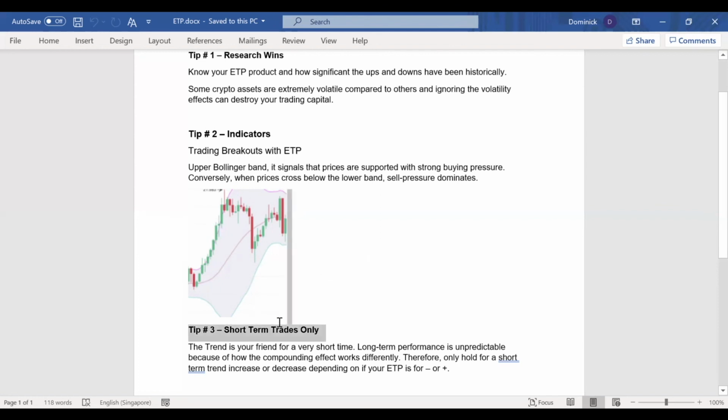And tip number 3, this is a short-term play. So for someone who's looking at BTC going bullish in the next 2 weeks, I would recommend you do futures, but the trend is your friend for a very short time. Long-term performance is unpredictable because of how the compounding effect works differently. Therefore, you should only hold a short position for return increase, depending on if your ETP is negative or positive.